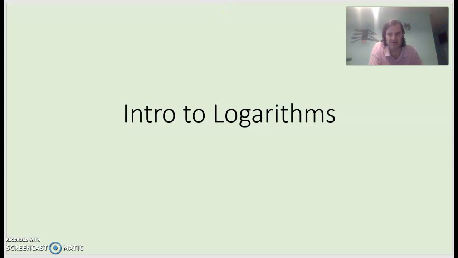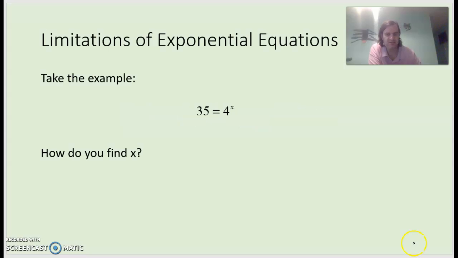Hey, it's Mr. Allred, and we're going to introduce a new function. It's called the logarithm. But before we get there, let's talk about y briefly. So we're going to talk about exponential functions, which is where we've been. And in the middle of the page here, I've got an exponential equation. 35 equals 4 raised to the x.